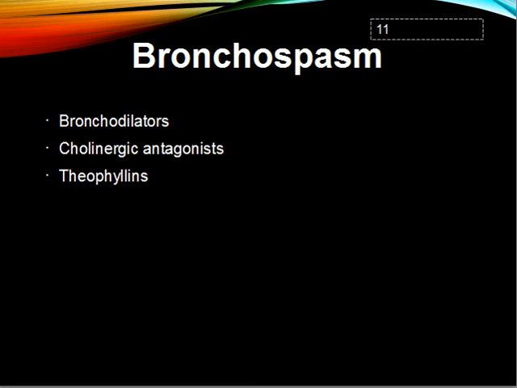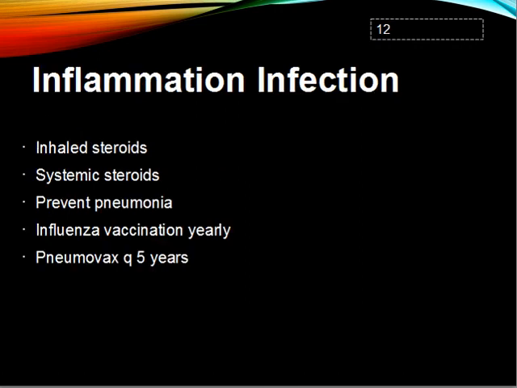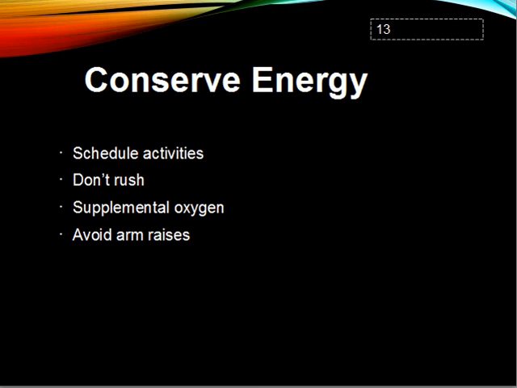Bronchospasm is treated with bronchodilators, cholinergic antagonists, and theophylline, which is similar to caffeine. For inflammation and infection, things that will be prescribed for this patient: inhaled steroids and systemic steroids. Try to prevent pneumonia with influenza vaccinations yearly and Pneumovax every 5 years. Try to conserve energy. Schedule activities so you don't do too many at once. Don't rush. Use your supplemental oxygen and avoid arm raises.